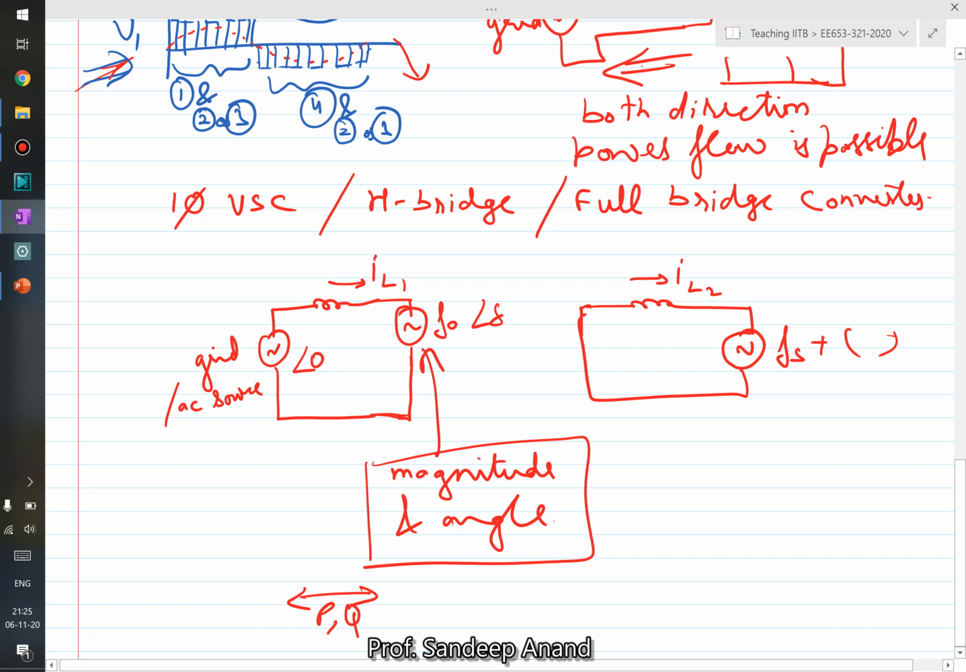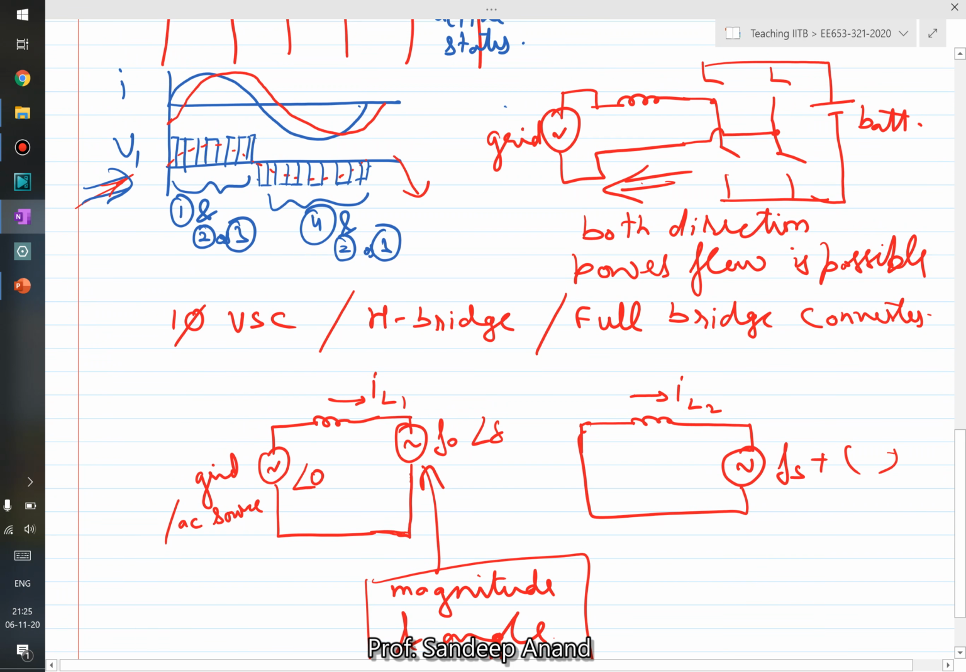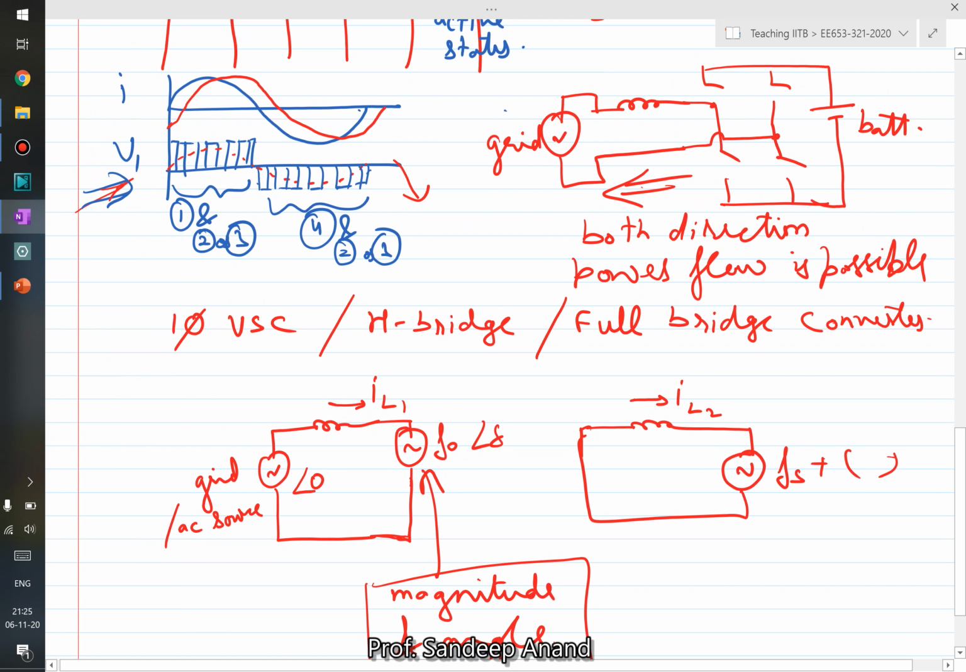So with this principle, now we have understood the basic principle behind a voltage source converter. How does it operate? What is a single phase voltage source converter? Let us move further and see what a modulation strategy is, right? And why do we need a modulation strategy, and what are the different types of modulation strategy which are present for this circuit.